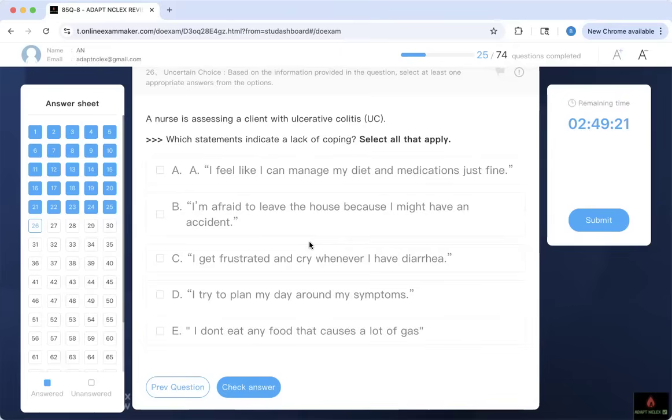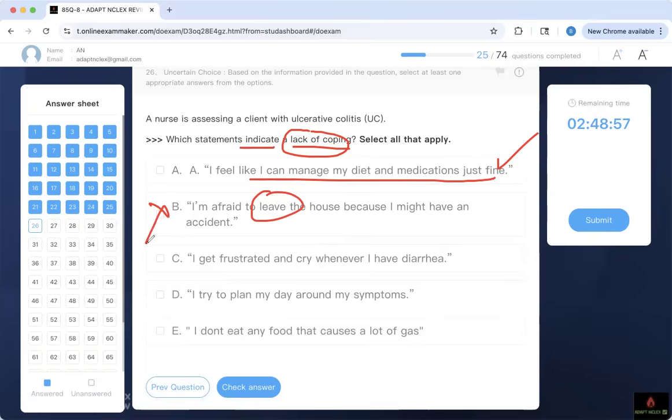Which one does not indicate coping? Remember, the question said lack of coping. So indicate a lack of coping. That means they are not coping the way they're supposed to. He said he can manage his symptoms fine. It's good. Does not want to leave the house, you're not coping. Get frustrated when you have diarrhea, you are not coping.